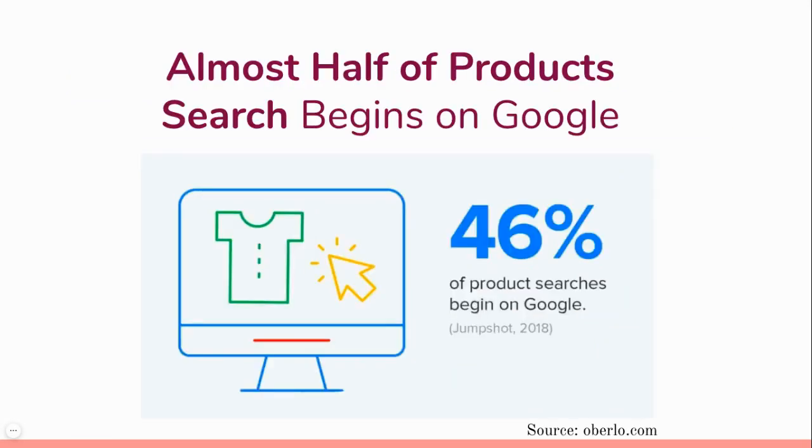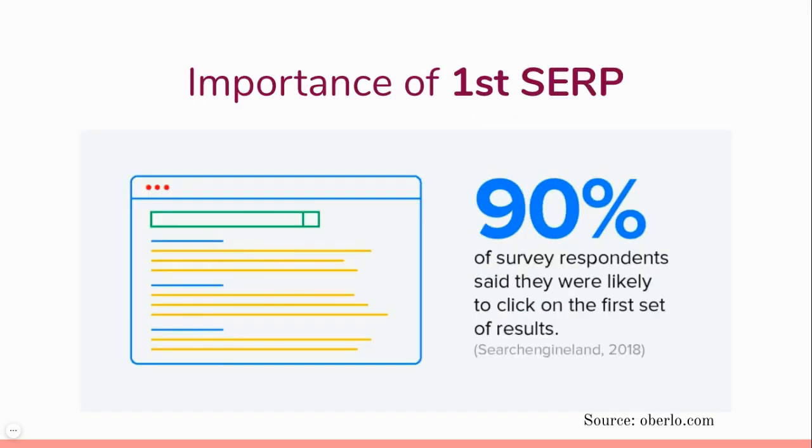Almost half of product search begins on Google. So it doesn't matter what you're selling. It doesn't matter what your offer is. If you're teaching people how to do something, 46% of people are going on Google to search for you. 46% of people are conducting product searches on Google.